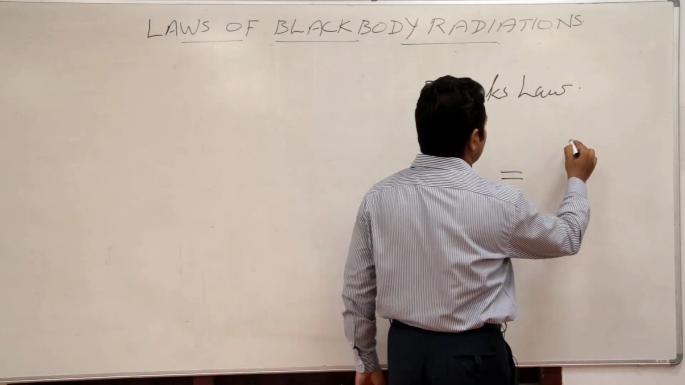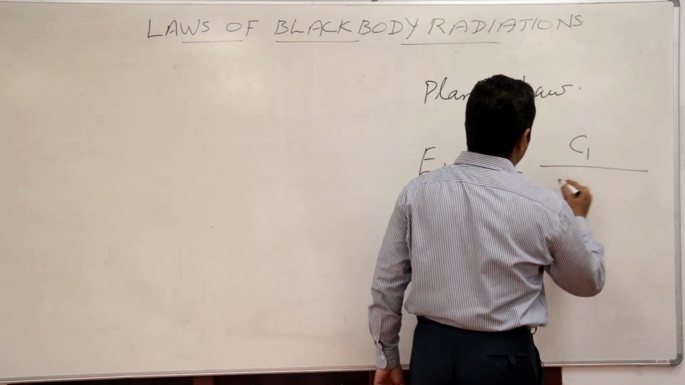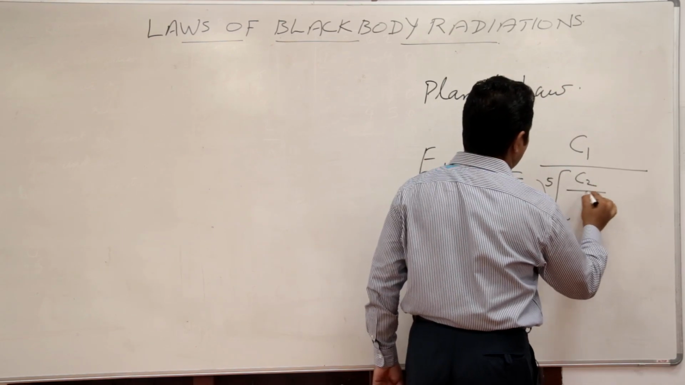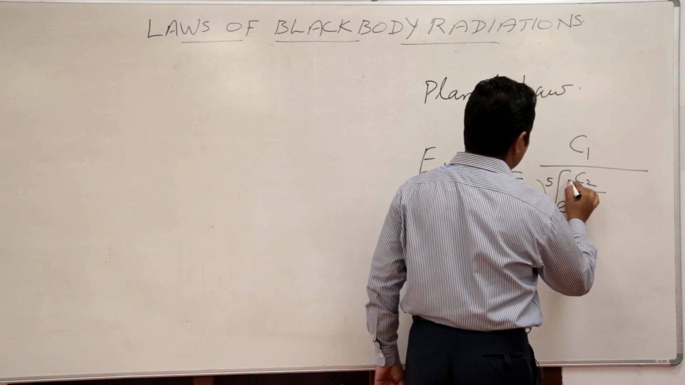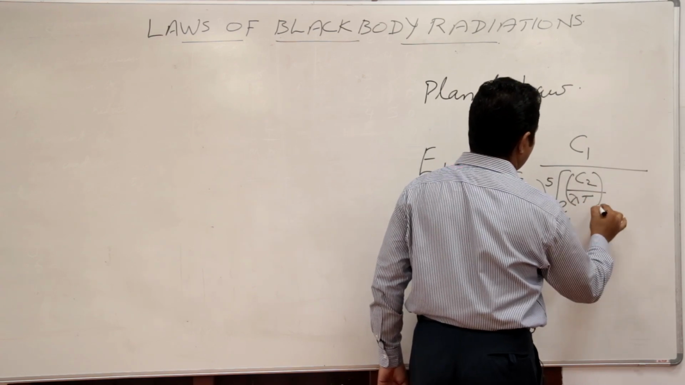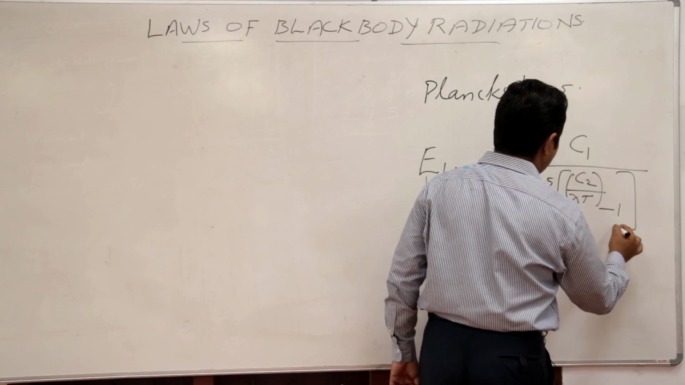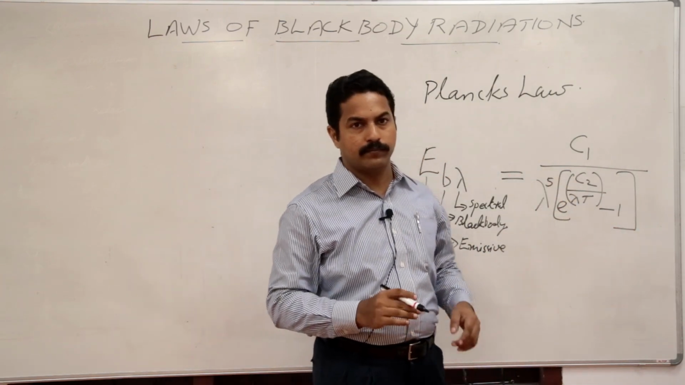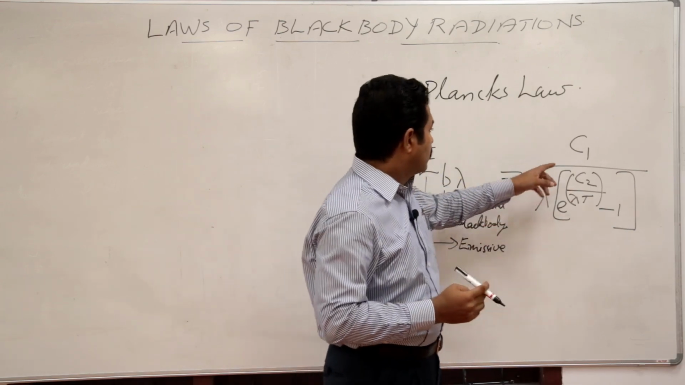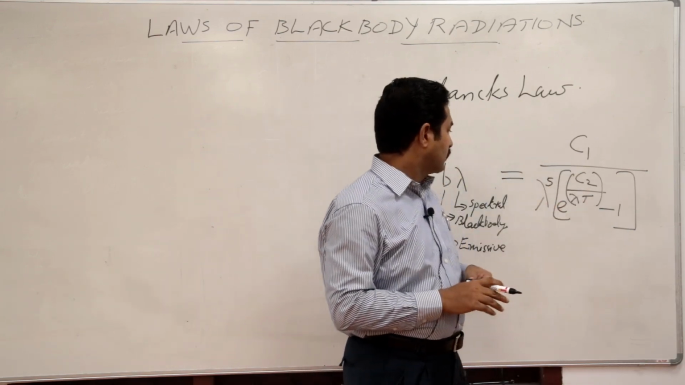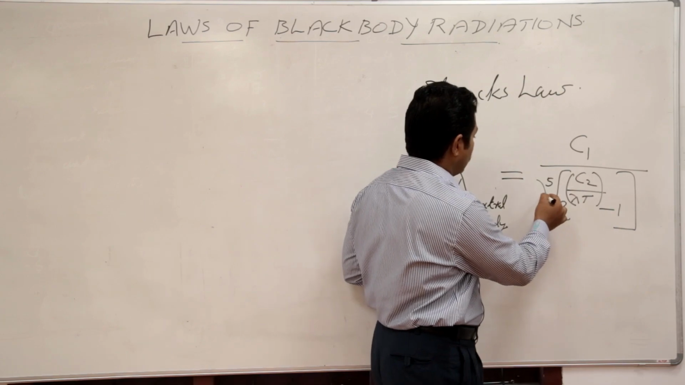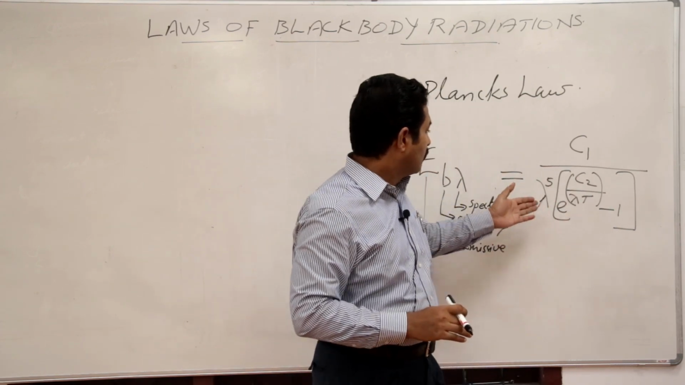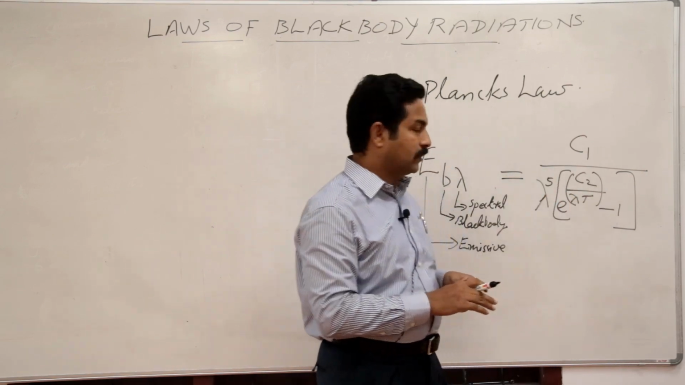According to Planck's distribution, it is C1 by lambda raised to 5, into 1 by the exponential of C2 by lambda T, minus 1. Here C1 and C2 are constants, and lambda is the wavelength in microns. So this is Planck's distribution.